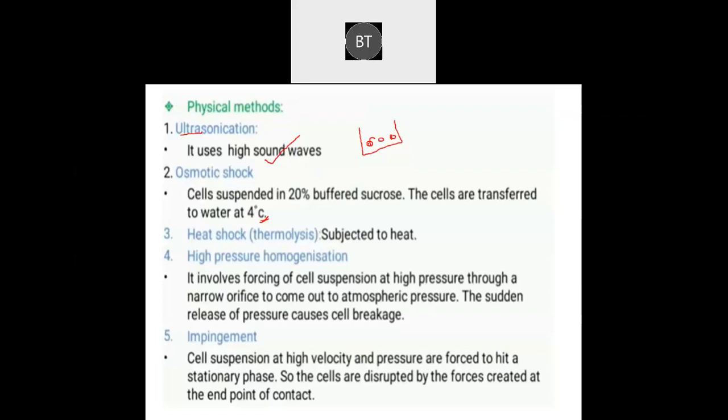Another method is the heat shock, which is known as thermolysis, where we subject the cells to heat. The cells are exposed to heat, which results in the disintegration of the cells. It is an economical method, but a problem is that if your product cannot withstand heat, you cannot use heat shock or thermolysis. Lysis, as you know, means to break.